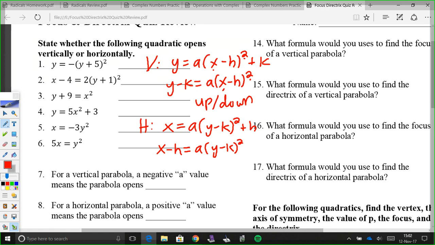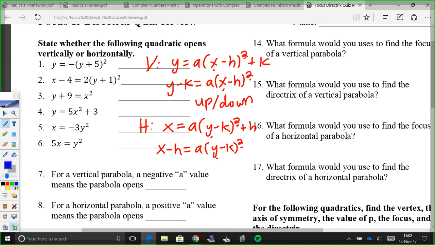But keep in mind here, you can tell it's horizontal because you have the x equals on the left side, and you have the y in parentheses being squared. So for the vertical parabolas, the x is being squared. For the horizontal ones, the y is being squared. So that's one way you can really tell the difference. Okay? I'll leave that up there for a second.